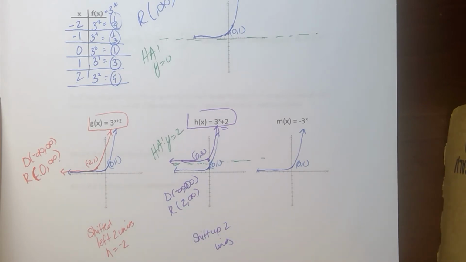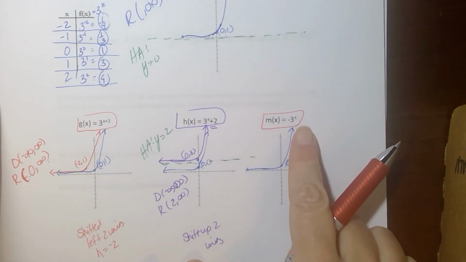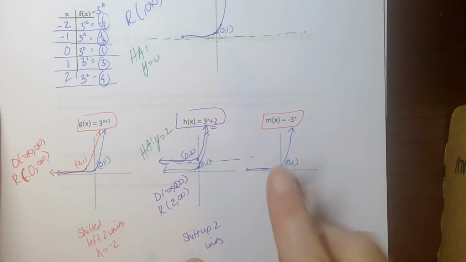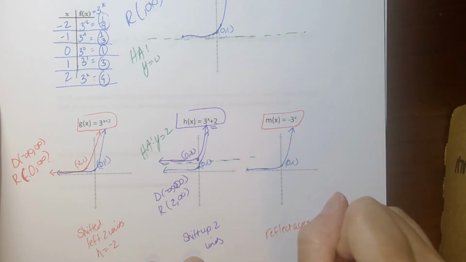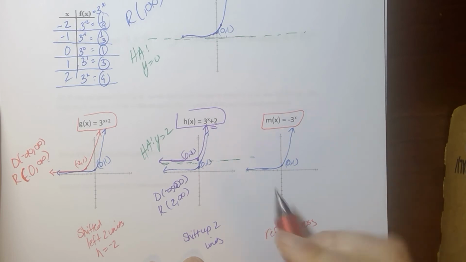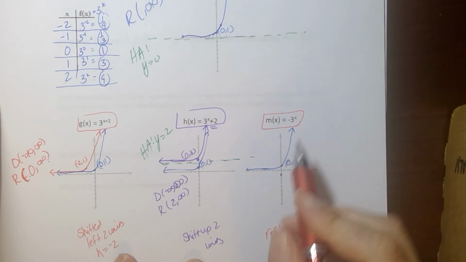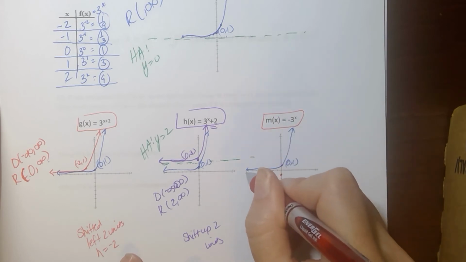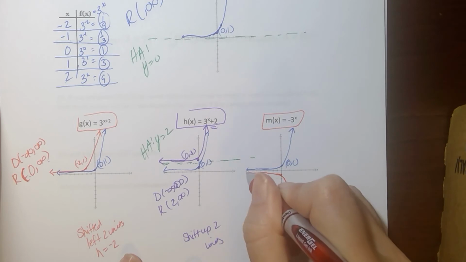The last example that we're going to do is f of x is equal to -3 to the x. Well, remember that negative out in front causes my graph to reflect across the x-axis. So this point 0, 1 flips down to become 0, -1. My horizontal asymptote has not changed. I just have a reflection.